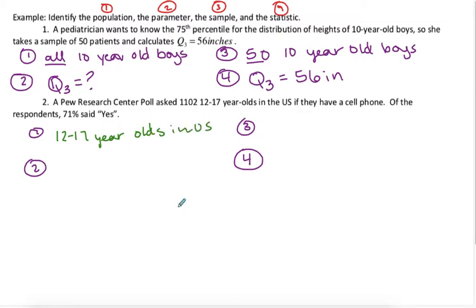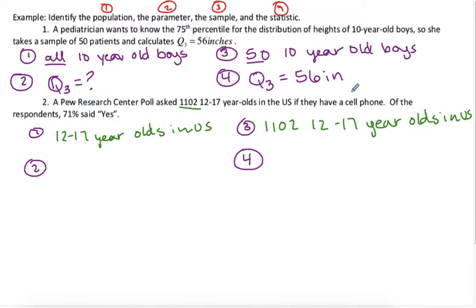And I'm going to say in the U.S., because they've specified in the United States. And then the sample, they asked 1,102 12 to 17-year-olds in the US. So they're hoping that this group is a representative sample from this population.